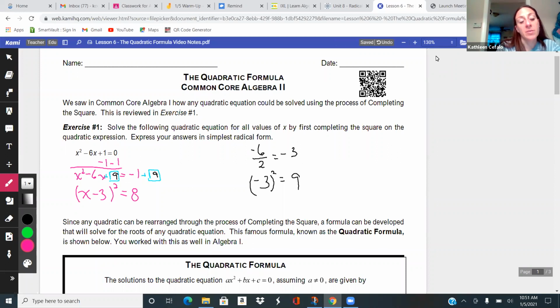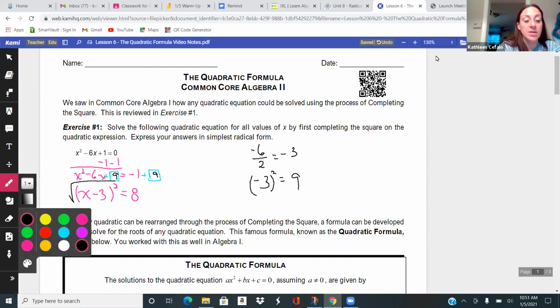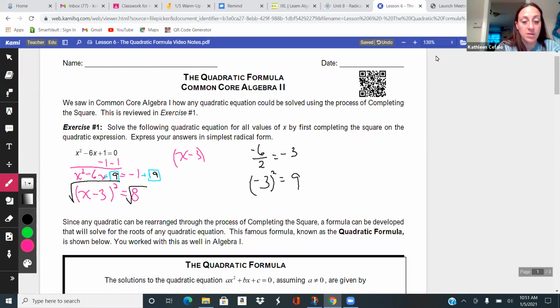Okay, so from here we need to solve for x. Just like in our last unit, I have to get rid of that square because I want to get to the x. If I square root a square, they're inverse operations, they cancel each other out. Now I will be left with just that x minus 3 on one side. And on the other side, because I've introduced the square root, you get two values: both a positive and a negative square root of 8.